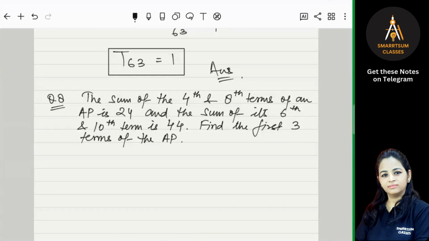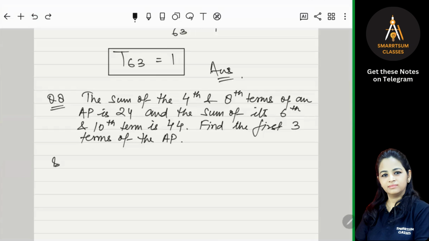Now look at this question number 8. In this question, the sum of the 4th and 8th term of an AP is given, that is 24. This is the sum of 4th and 8th term. And the sum of 6th and 10th term of the AP is 44. Now using these relations, you have to find the first 3 terms of the AP. AP is not given here. Terms are also not given here, just that the sums are given, right? Sum of 4th and 8th term is given, which is 24. And sum of 6th and 10th term is given, which is 44. Now using these relations, you have to find the first 3 terms of the arithmetic progression.